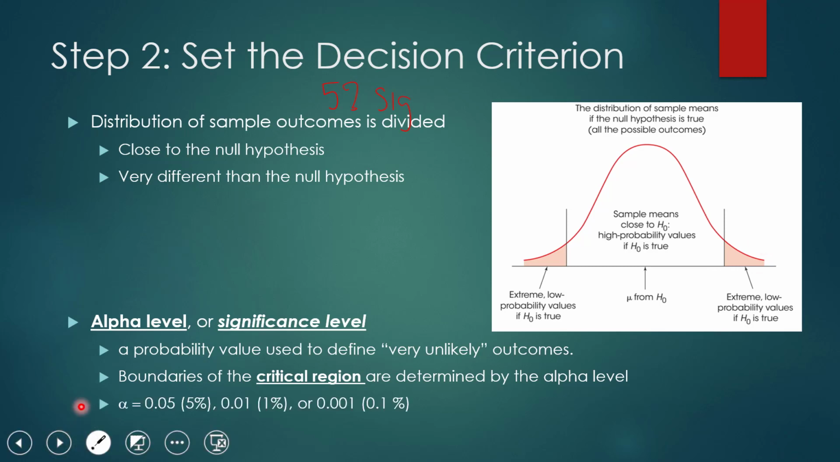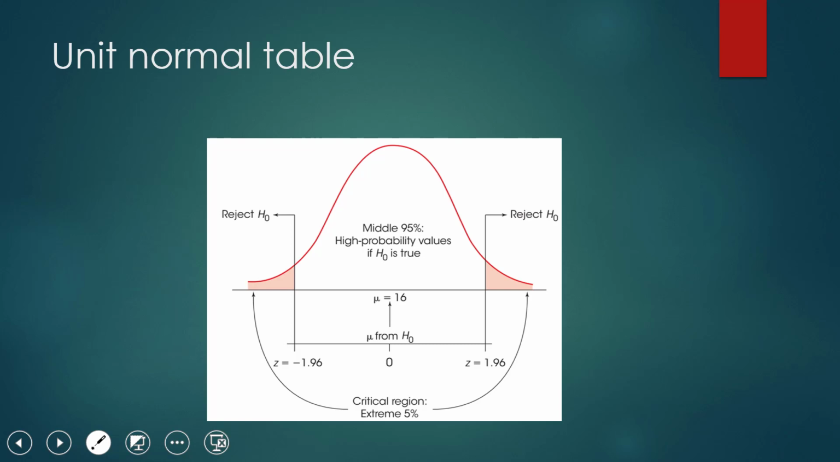We said 5%, so that gives us an alpha of 0.05. We take that 5% and divide it by 100. Another common alpha level is 1% or 0.01, and another one is 0.001. So this is just showing you, again, that diagram.